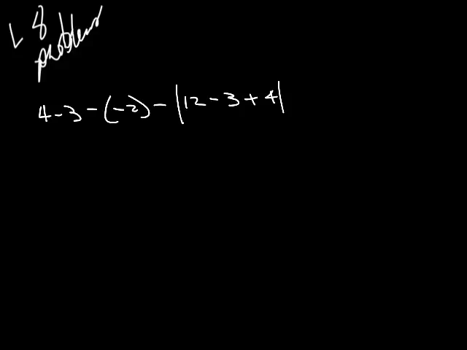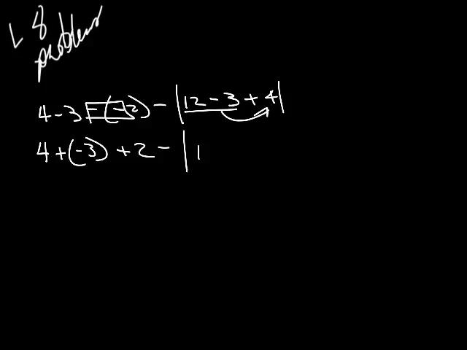Okay, change them all into pluses. Two negatives make a positive, so we don't have to change anything there. 12 minus 3 is 9, plus 4 is 13. And we have, let's go ahead and get this absolute value sign off. So that's going to be 13, so we'll make that positive plus negative 13.